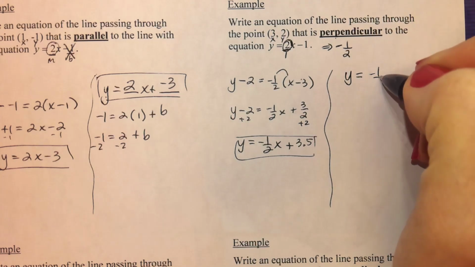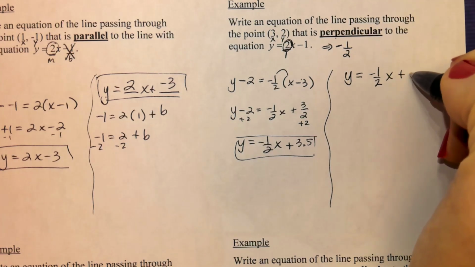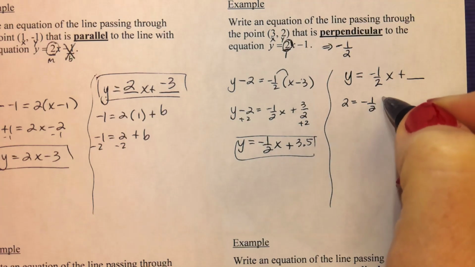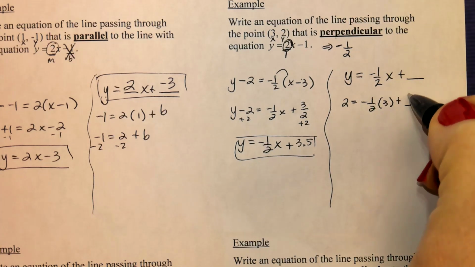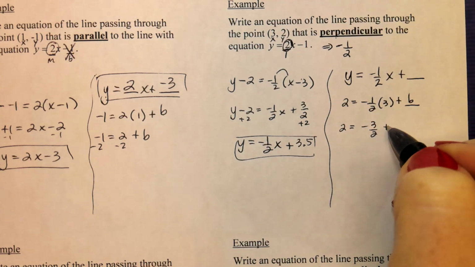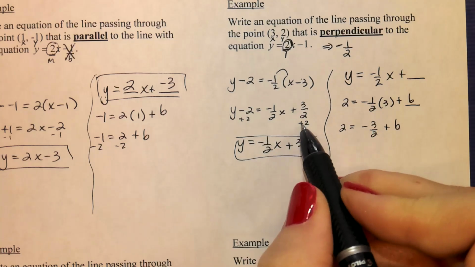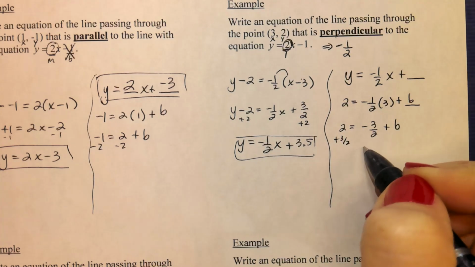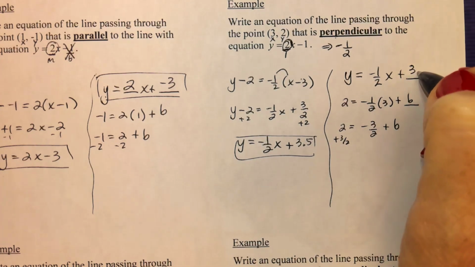The other form, slope-intercept. My slope is -1/2 x plus, and now we need to find our b. So I'm going to plug my point in. 2 equals -1/2, and then our 3 plus our b that we're going to find. So 2 equals -3/2 plus b. And we're really just doing the reverse math. Instead of adding 2 to the 3/2, we're going to add 3/2 to the 2. In either case, I end up with that 3.5.